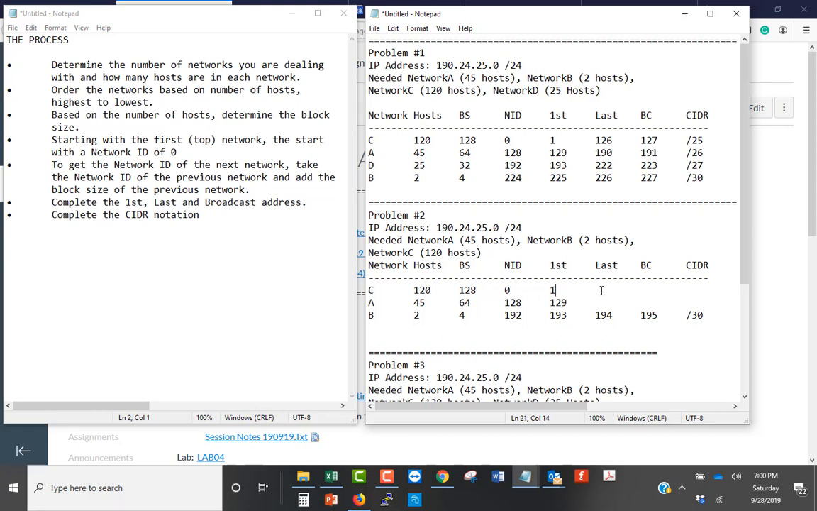Okay, so let's go out to our broadcast. Broadcast is always going to be 1 less than the next network ID, 127. Then the next network ID is 192, so broadcast is 191. Let's get into our lasts, 126 and 190.